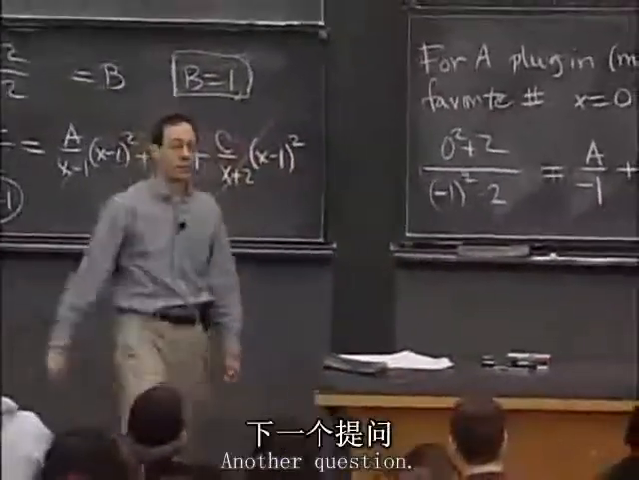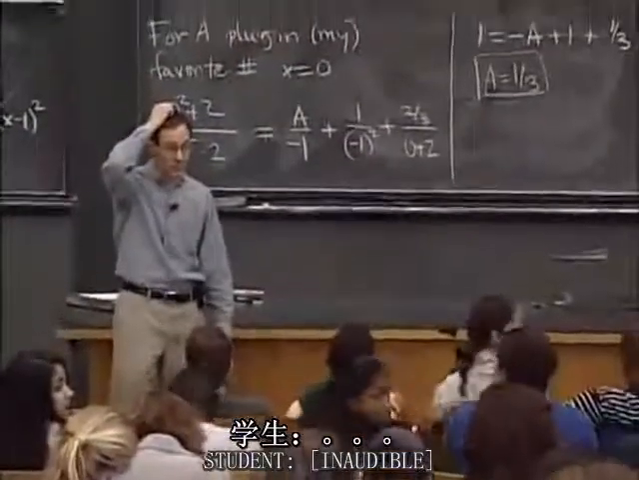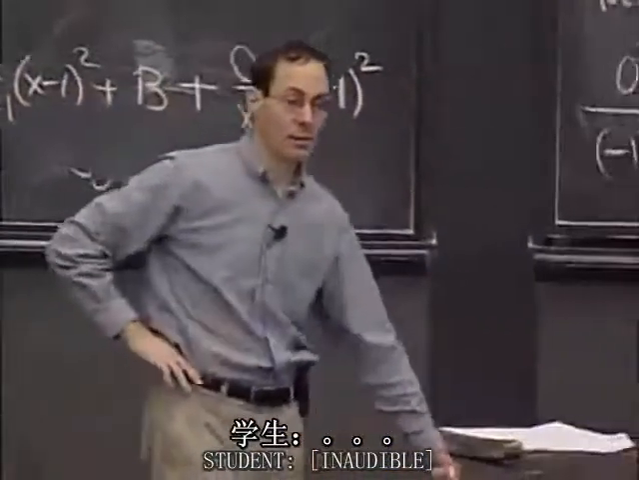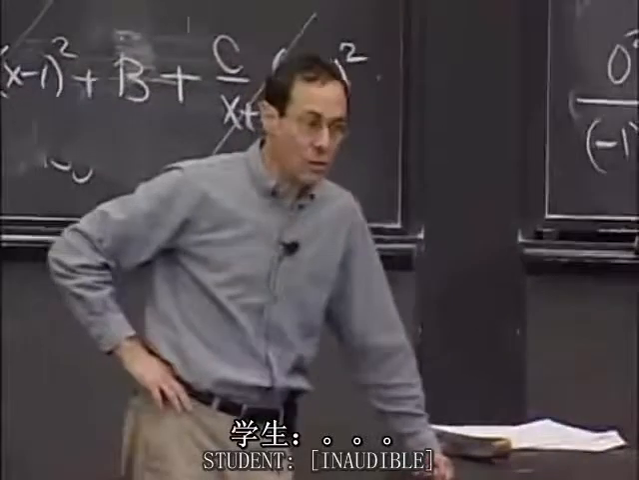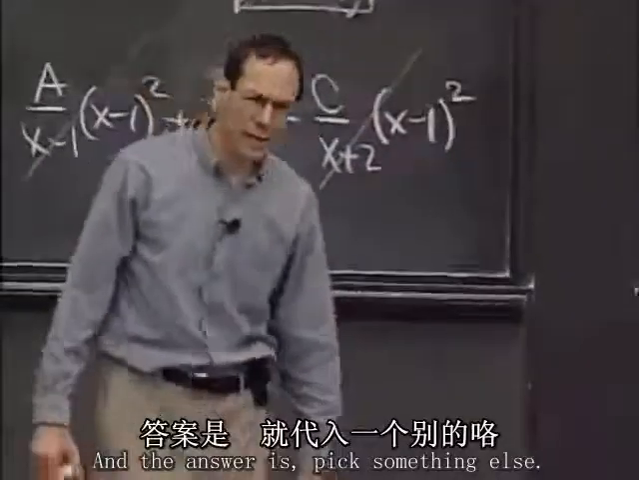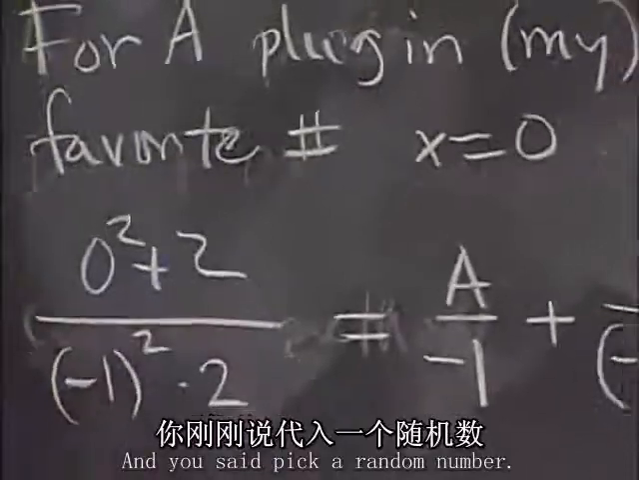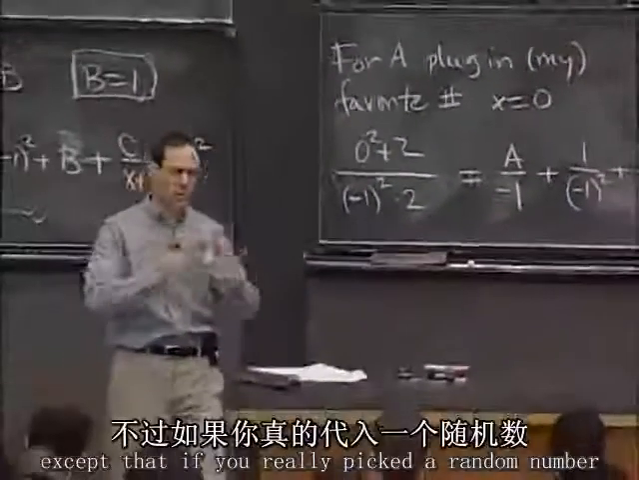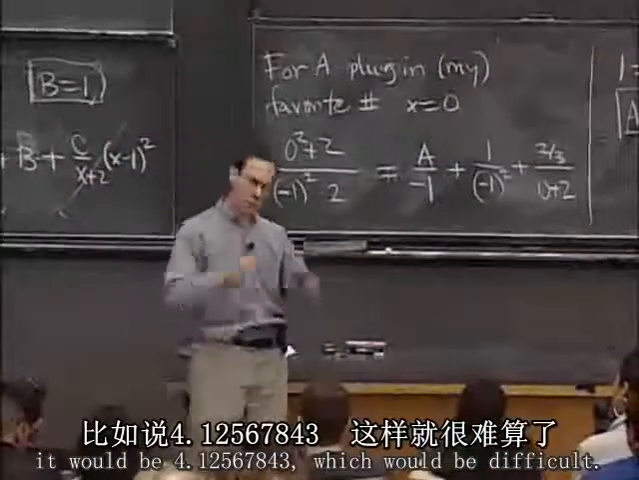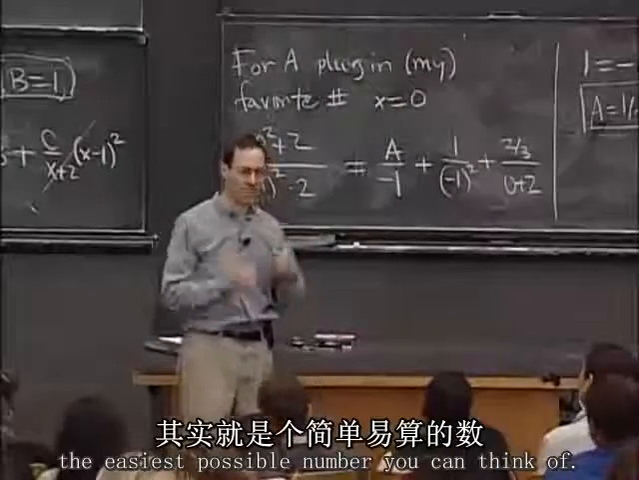Question, another question. That you use x equals 0 if it has not been used? Correct. If it has already been used, you just pick a random number there? Yeah, so the question is, if x equals 0 has already been used, what do I do? And the answer is pick something else. And you said pick a random number, and that's right, except that if you really picked a random number, it would be 4.1256784.3, which would be difficult. What you want to pick is the easiest possible number you can think of.